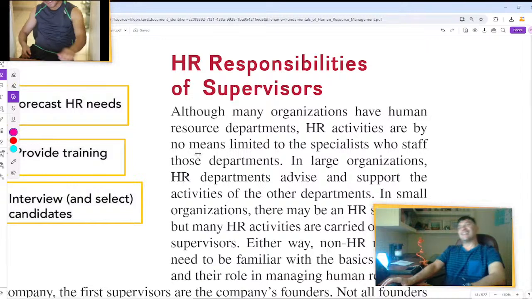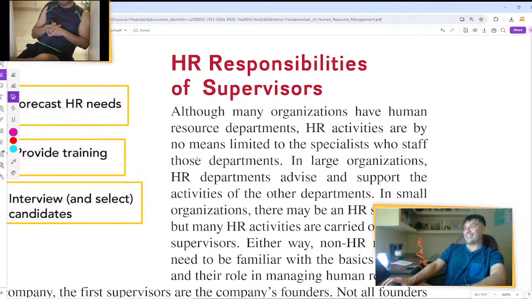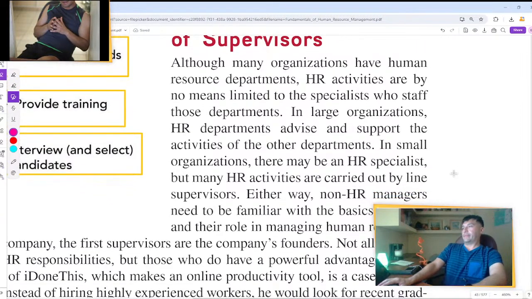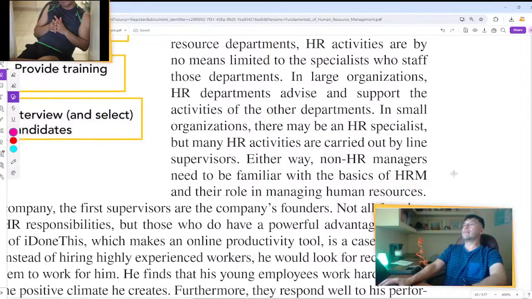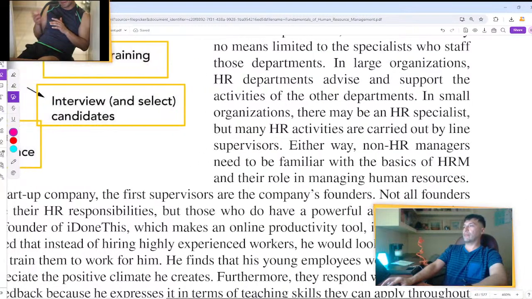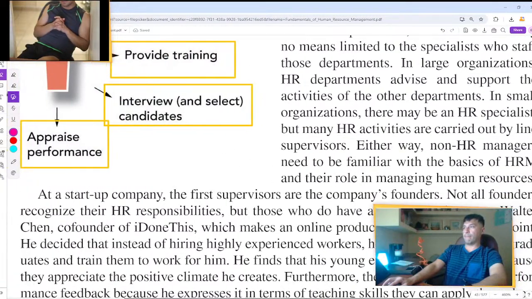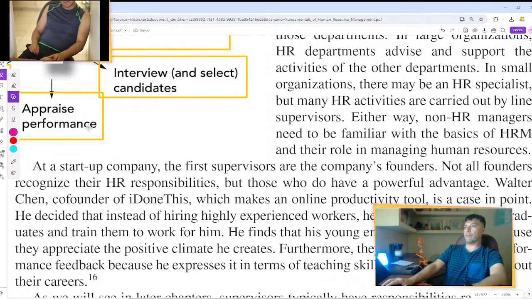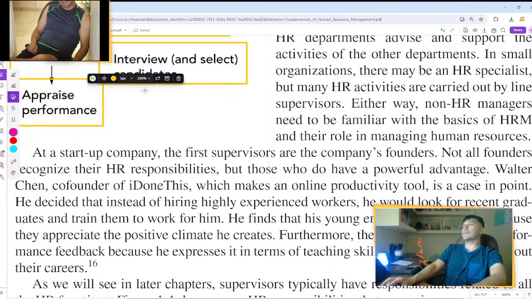But many HR activities are carried out by line supervisors. Either way, non-HR managers need to be familiar with the basics of HR management and their role in managing human resources. At a startup company, the first supervisors are the company's founders.